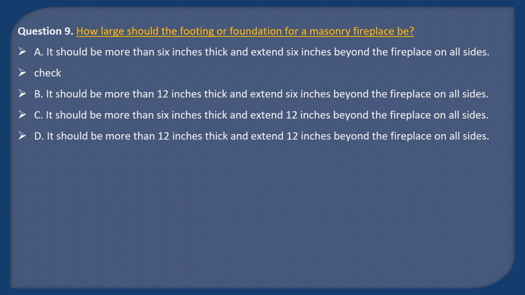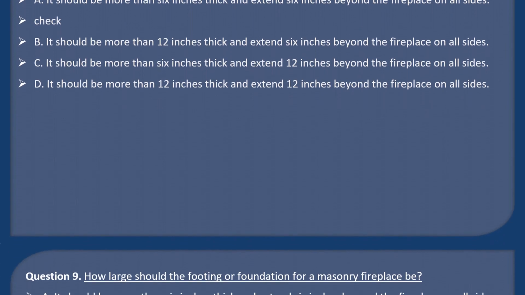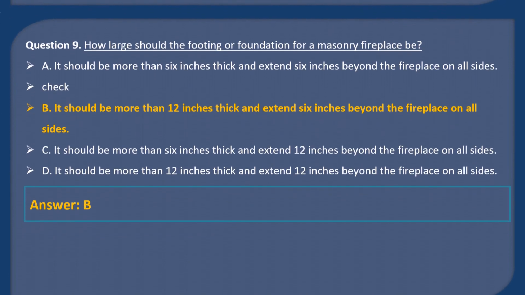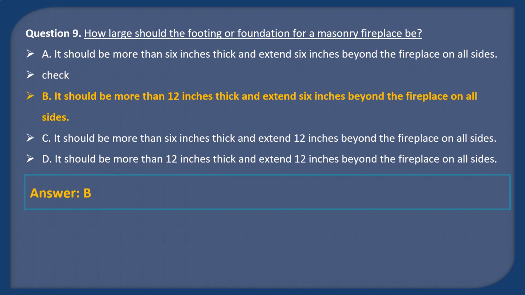Question 9. How large should the footing or foundation for a masonry fireplace be? A. It should be more than 6 inches thick and extend 6 inches beyond the fireplace on all sides. B. It should be more than 12 inches thick and extend 6 inches beyond the fireplace on all sides. C. It should be more than 6 inches thick and extend 12 inches beyond the fireplace on all sides. D. It should be more than 12 inches thick and extend 12 inches beyond the fireplace on all sides. Answer B.